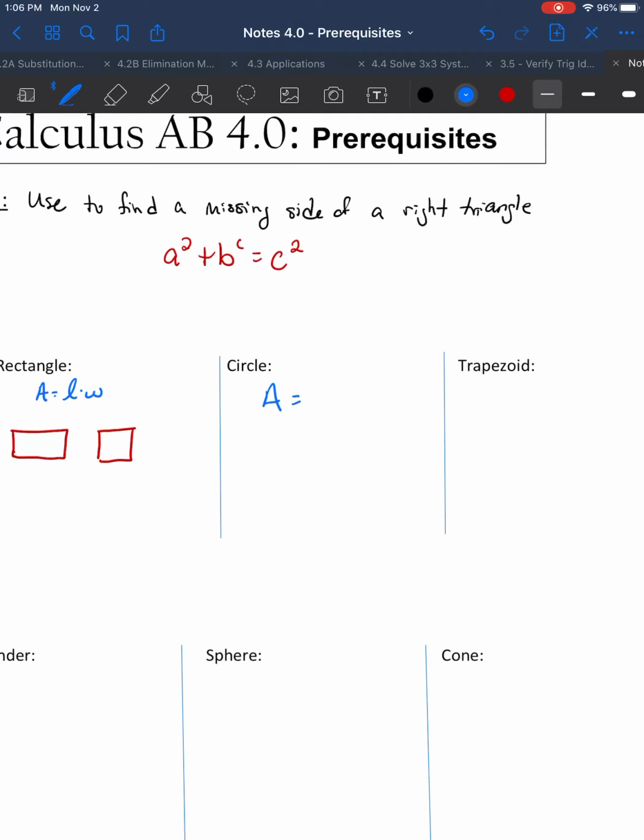Circle, area is equal to pi r squared, where r stands for the radius. And remember, radius is the distance halfway across the circle. So from the center across, that's your r.